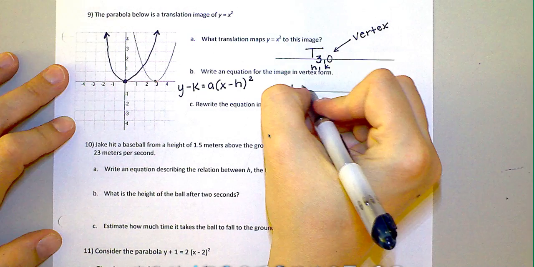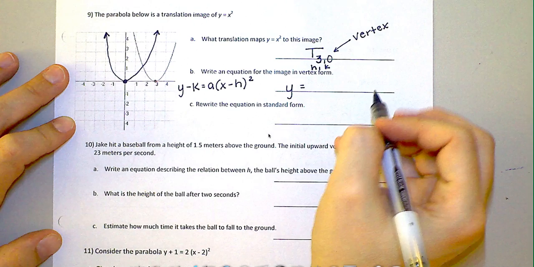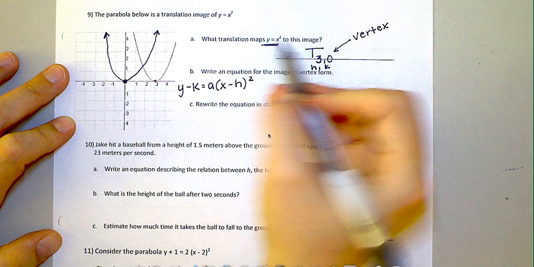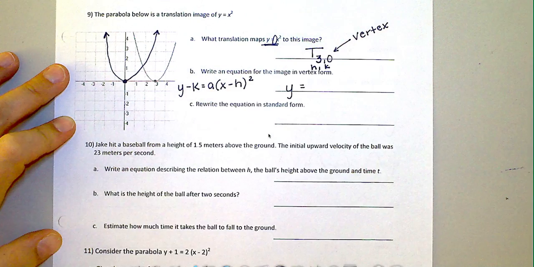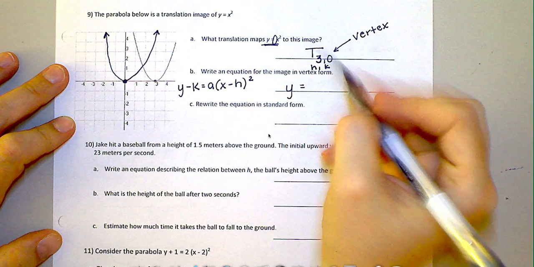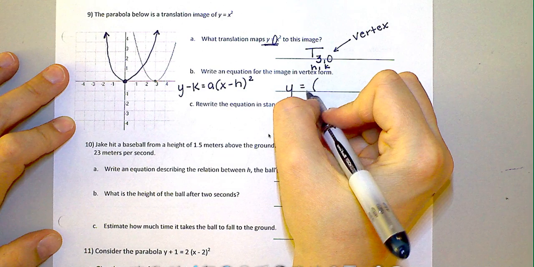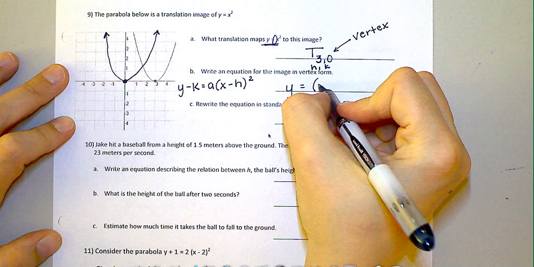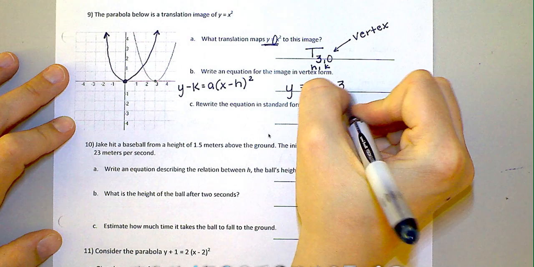So y equals, now my a value, again I get off easy here. I would have to look back at my original equation and look for the number that's in front of x squared. Well, there's nothing there. Hopefully you catch that that means it's really a 1, but if there's nothing written there, I don't have to write anything here. If you wanted to write something, you would have to write a 1. And then it would be x minus 3 squared.